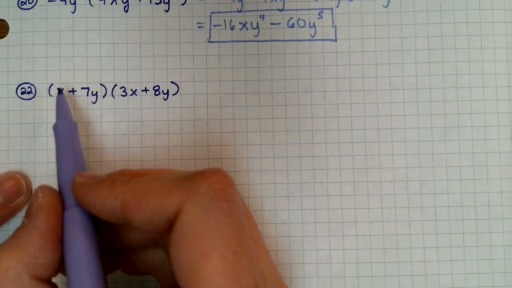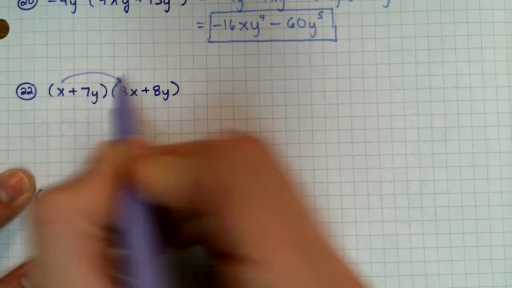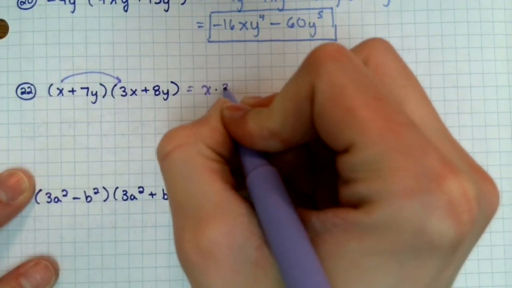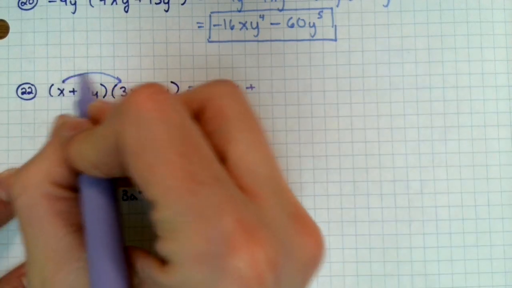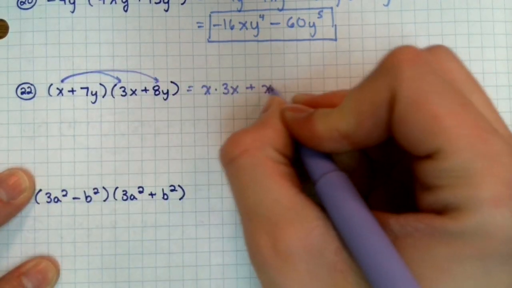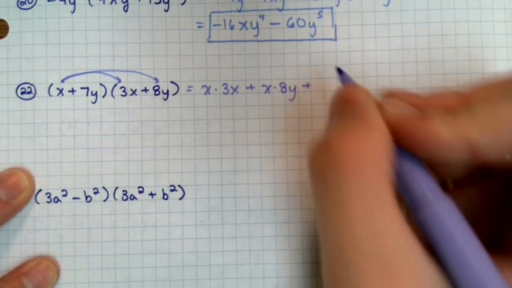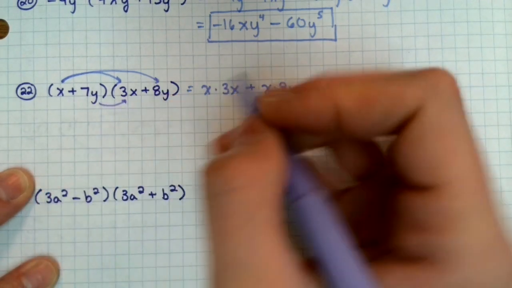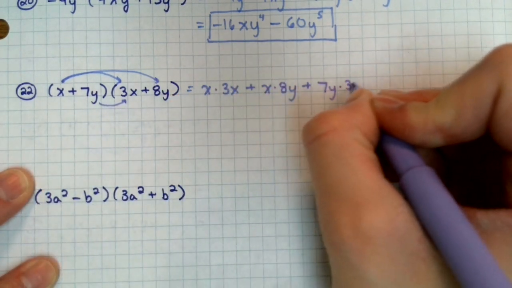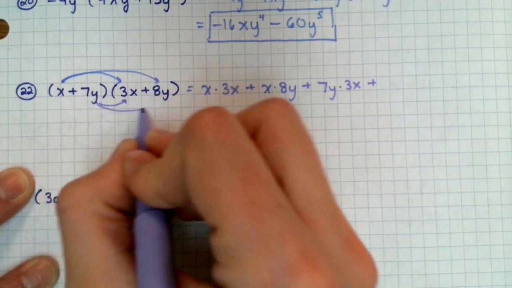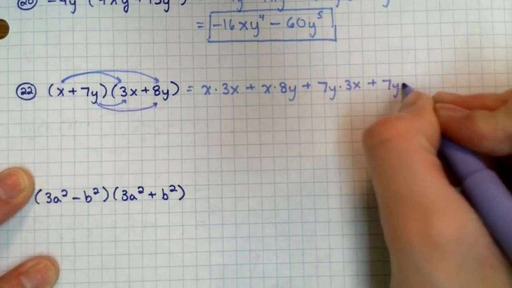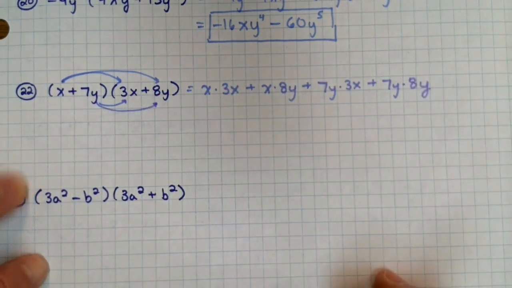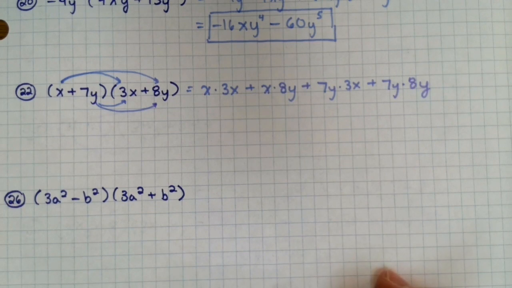Starting off, we're going to be doing x times 3x plus x times 8y plus, then we're going to be doing 7y times 3x plus 7y times 8y. So that's what we get after we do the distribution twice. Or if you did FOIL, you would end up with something very similar, just maybe in a different order.